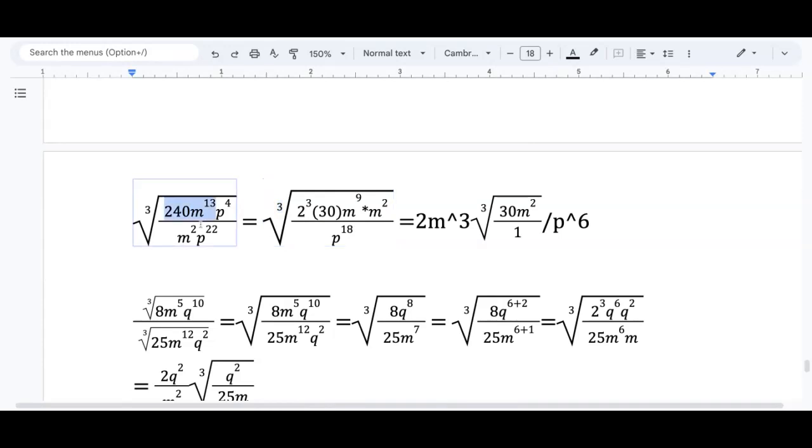So m raised to 13, and then we have m squared in the denominator. So that becomes m raised to 11, right? 13 minus 2 is m raised to 11. We want to write m to the 11 as m to the 9 times m squared, because we're looking for multiples of 3.